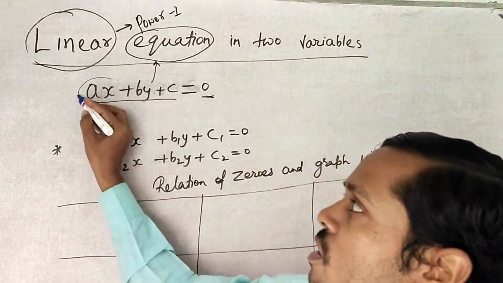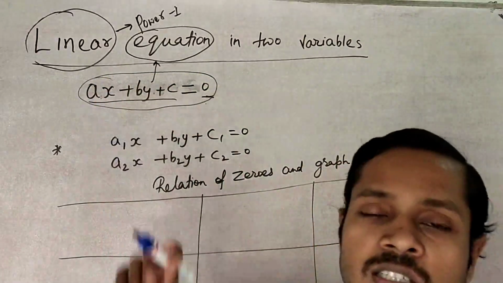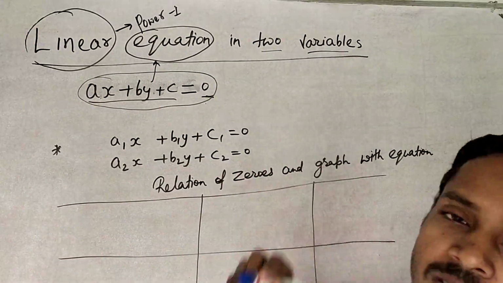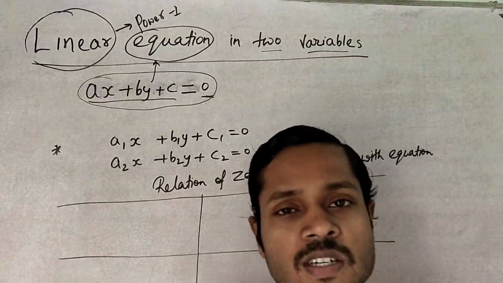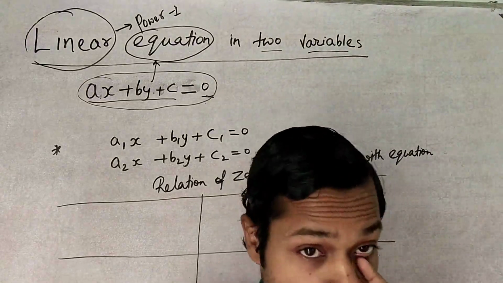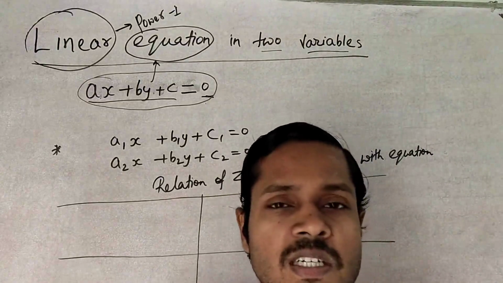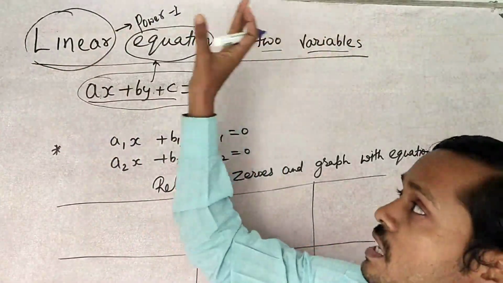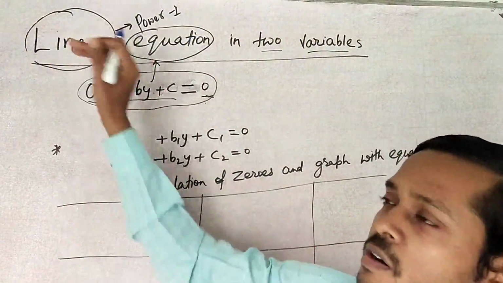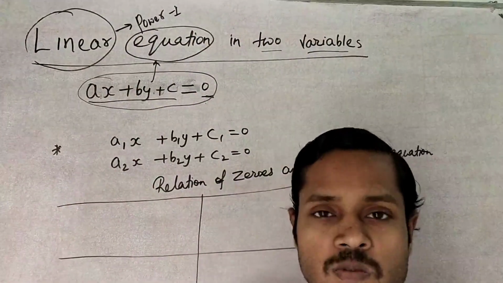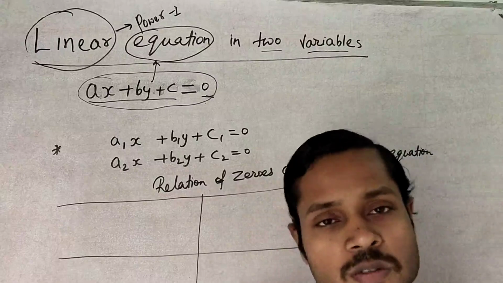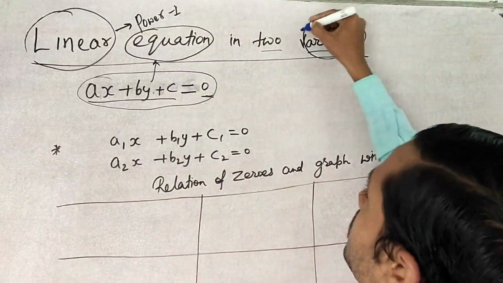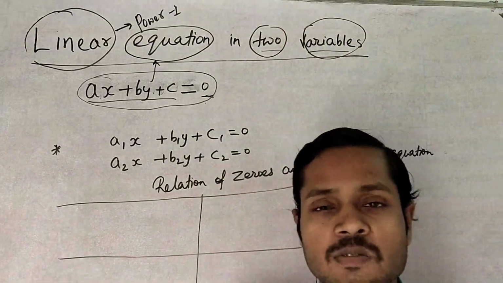So this is called a linear equation. But focus on what else is there: two variables. How many variables? Two variables, not a single variable. Single variable means 1, two variables means x, y, triple variable means x, y, z, and so on. So the chapter name, linear equation in two variables, means an equation having power 1 and having two variables.